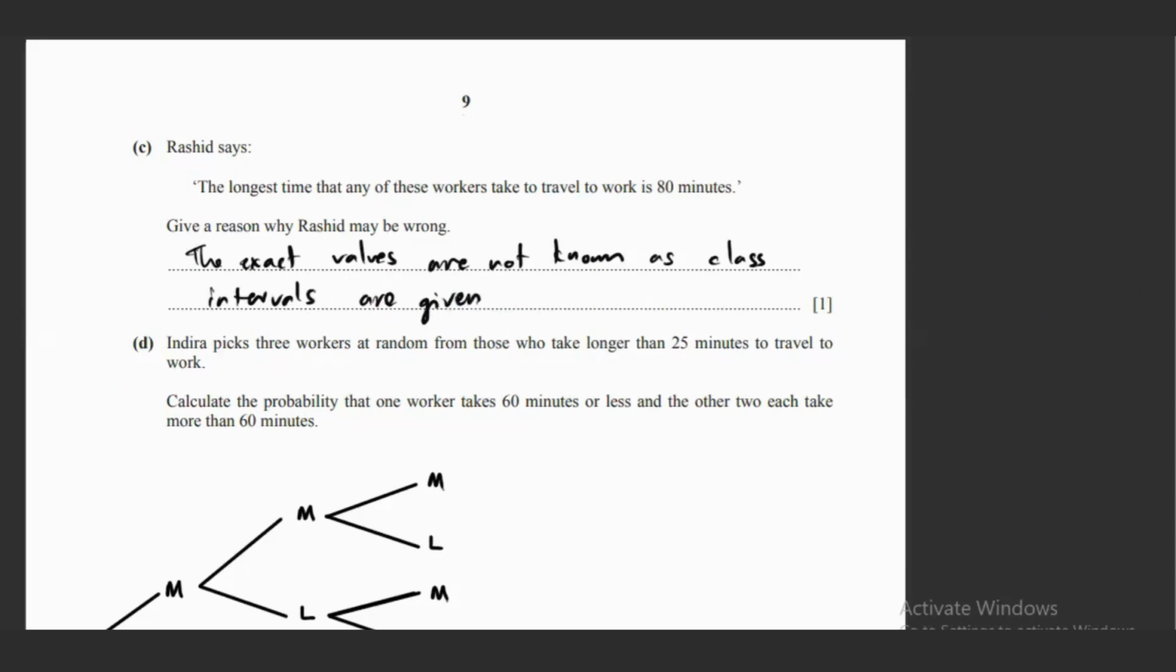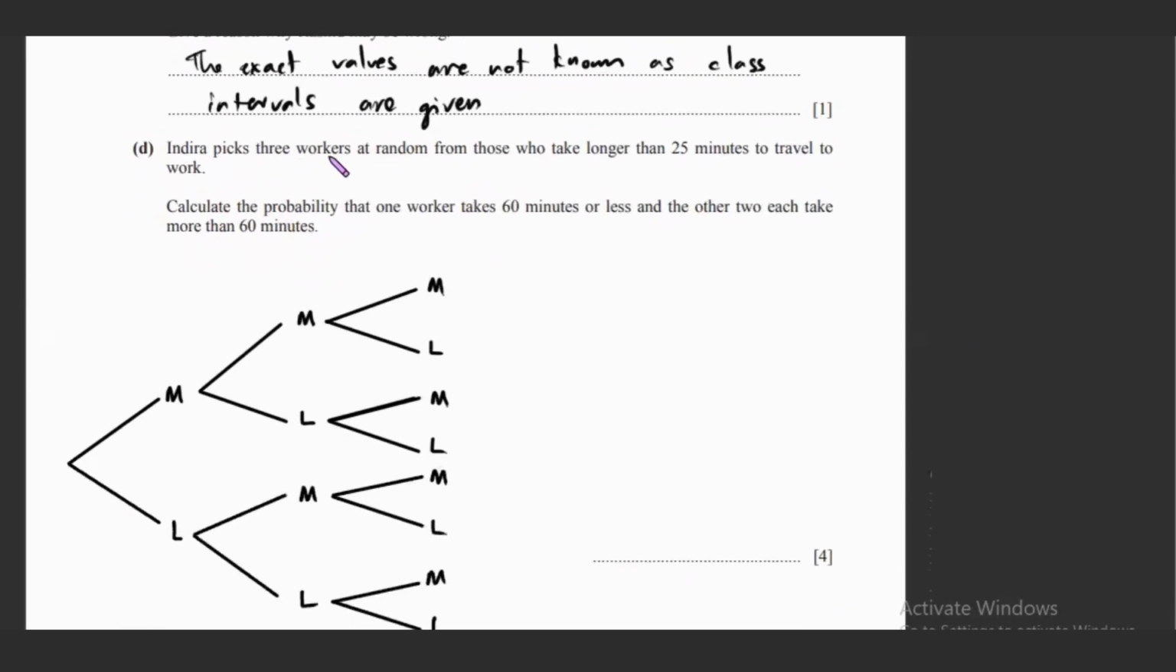The next part of the question is, Indira picks 3 workers at random. So she's picking 3 workers at random from those who take longer than 25 minutes to travel to work. Calculate the probability that one of the workers takes 60 minutes or less, and the other 2 workers take more than 60 minutes. So I have already drawn a small tree diagram here just to make it more clear.